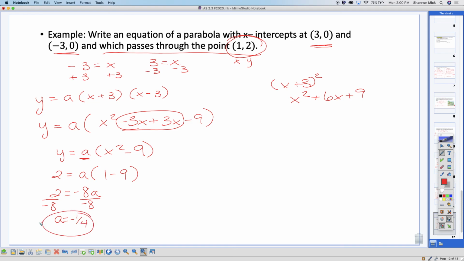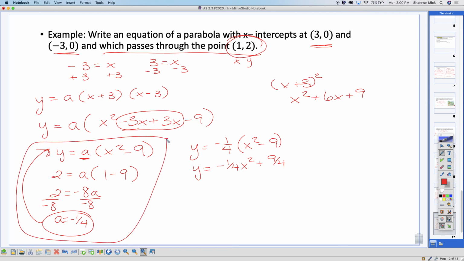And then I have to take it and plug it right back in. So y equals negative 1/4 times x squared minus 9. And just distribute it. Don't even worry about it being a fraction. Negative 1/4 x squared plus 9/4. So I just went from the bottom up, didn't I? Yes. The only difference is you gotta calculate this a. Now a could come out to be 1, but we're not guaranteed that, are we? No. So you gotta calculate it.